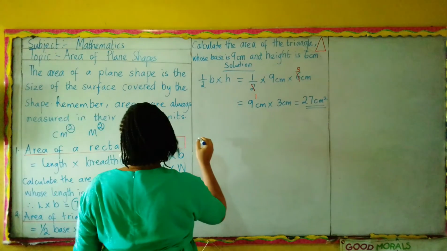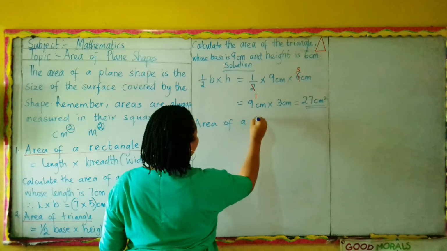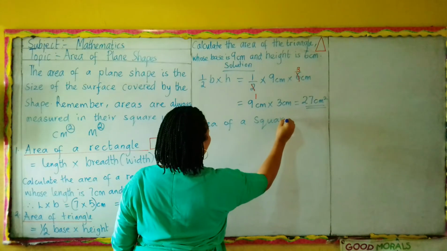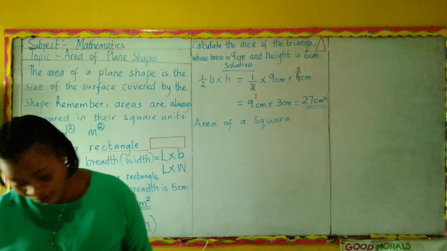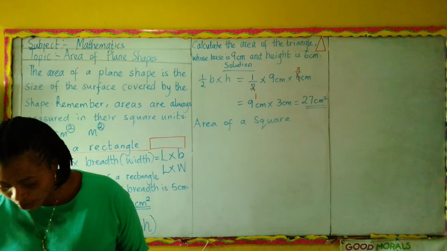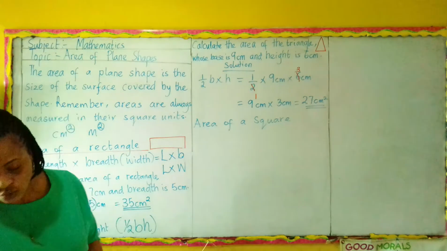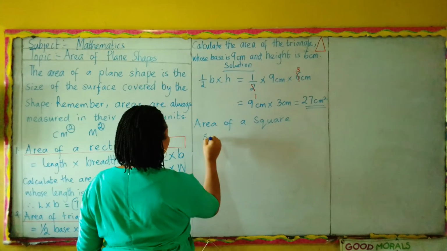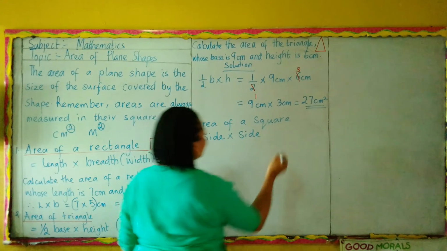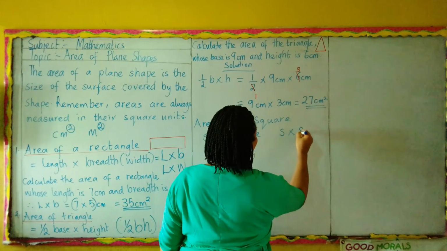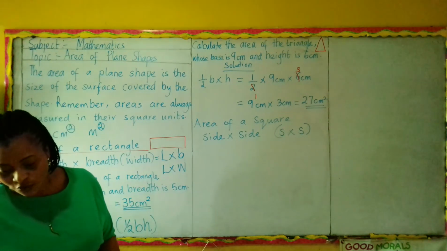The next one, we are going to look at the area of the square. This one is very simple. We don't need to talk about it, but I will still talk about it so you can refresh your memory and know it very, very well. So the area of a square is side times side. That is the formula. Side times side. You always see people do X times X. This is how they denote it. So let me solve one question.